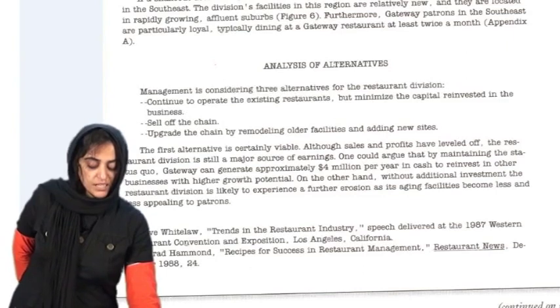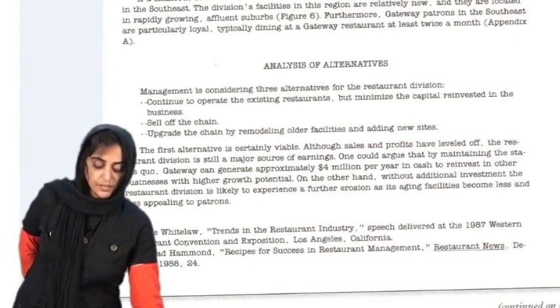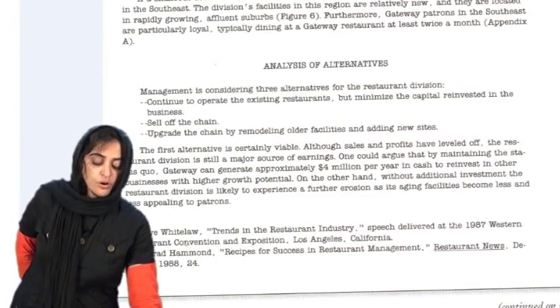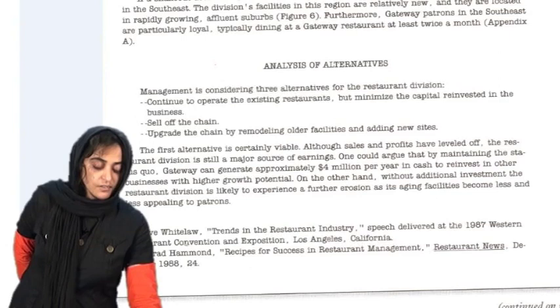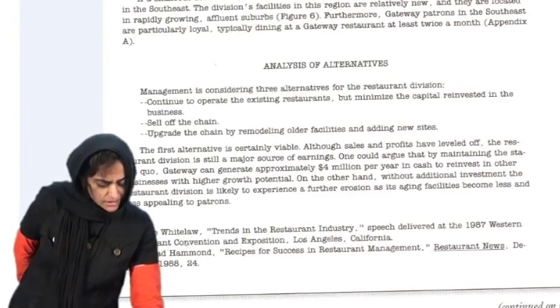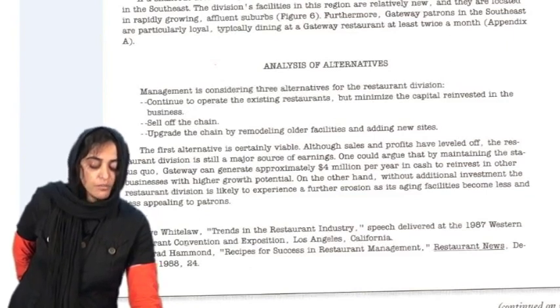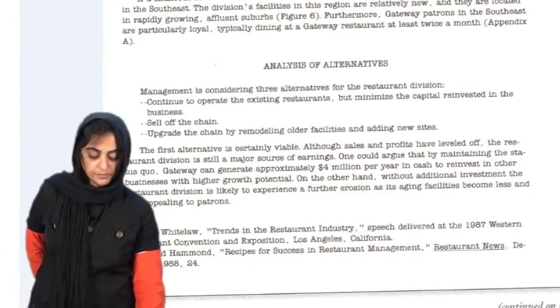Here he says management is considering three alternatives for the restaurant division. One, continue to operate the existing restaurants but minimize the capital reinvested in the business. Two, sell off the chain. Three, upgrade the chain by remodeling older facilities and adding new sites.